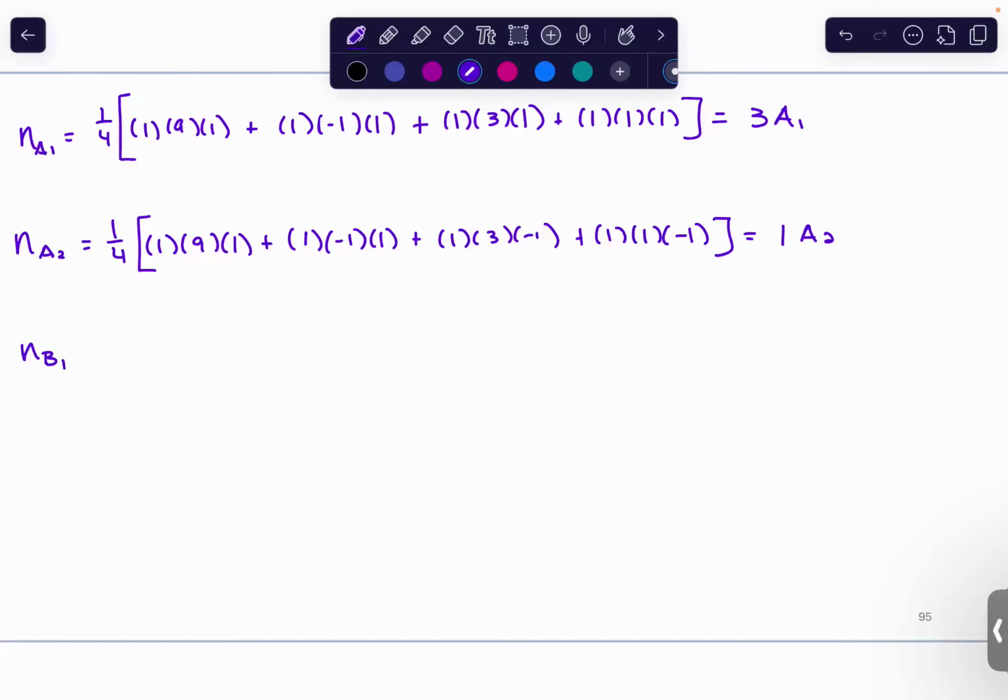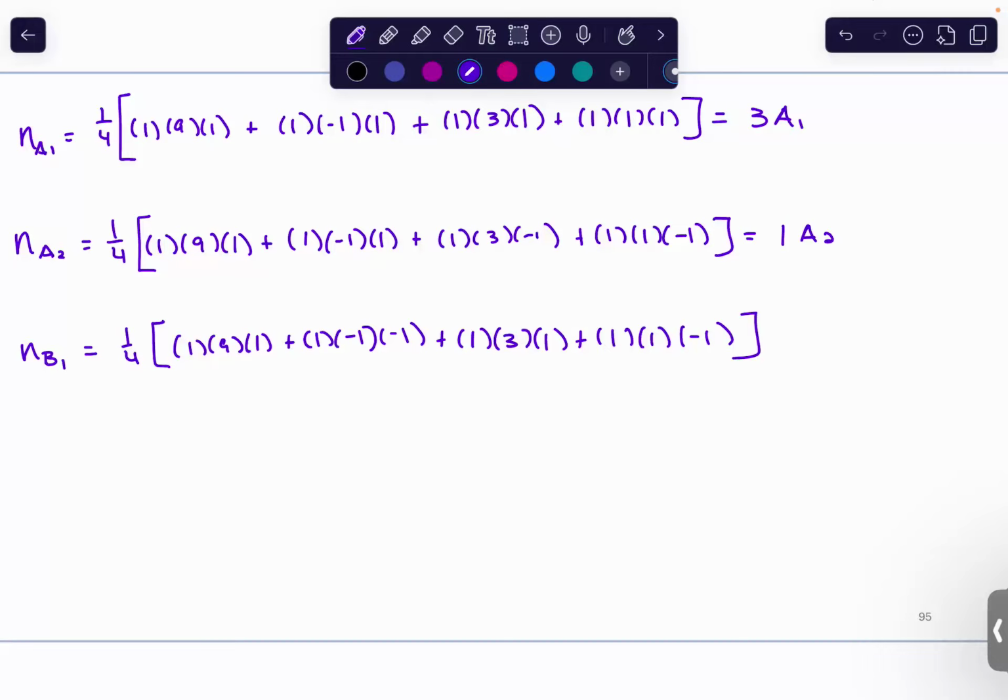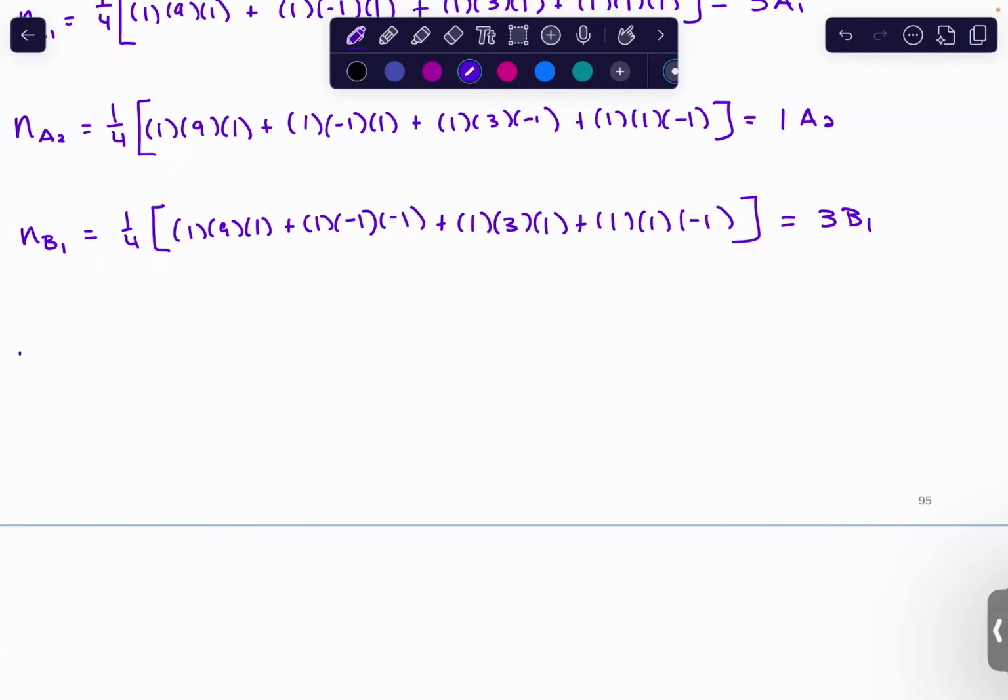My number of B1s: 1/4, 1, 9, 1, 1, -1, -1, 1, 3, 1, 1, 1, -1. This will give me 3 B1s. And then my B2s.